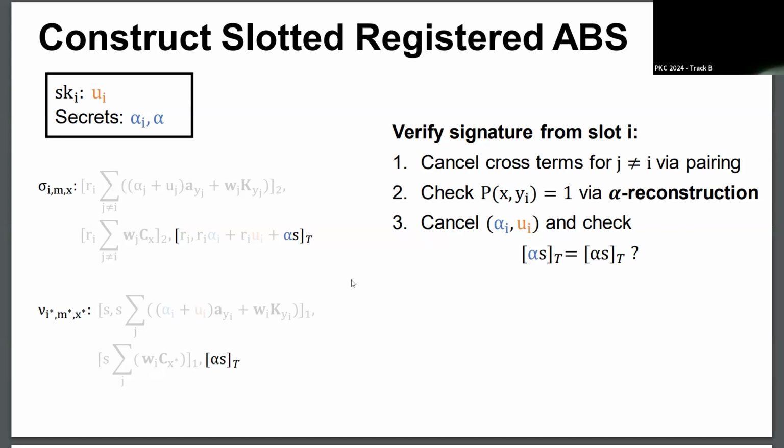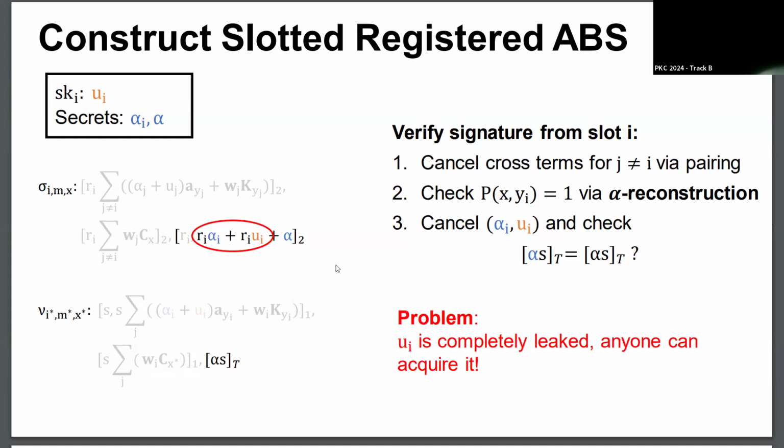So it seems that this construction is accomplished, but there is a problem. It's here in the signature. We just embed the u_i into the signature, so it's completely leaked, and anyone can acquire it.